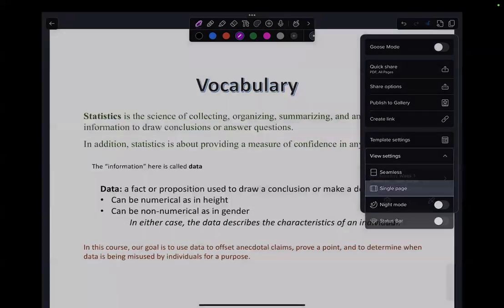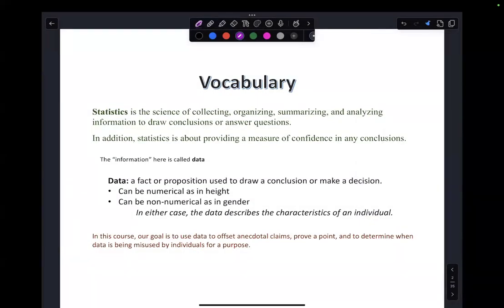There we go. Okay. So first, statistics is a science. It's a type of science where you collect, you organize, you summarize your data, you analyze it. You're looking for a conclusion. You start off with a question, and then you collect the data you need and you analyze it in order to answer that question.